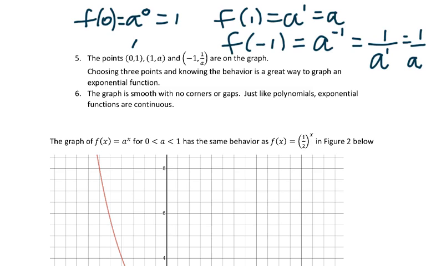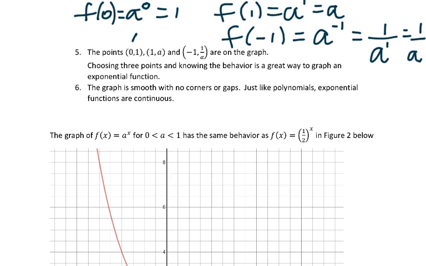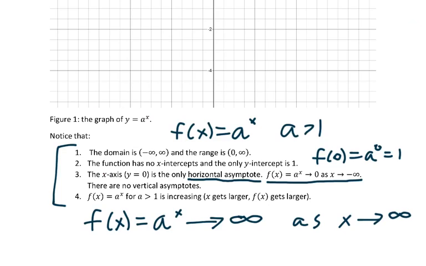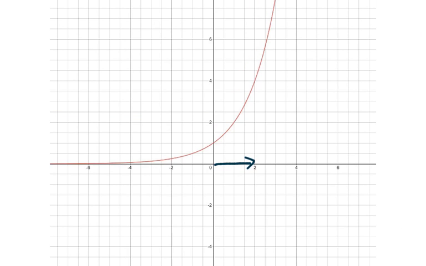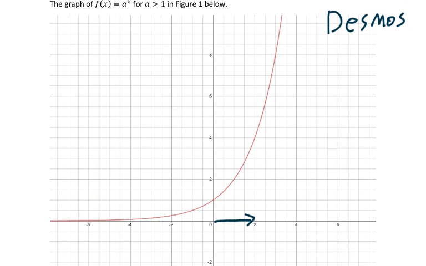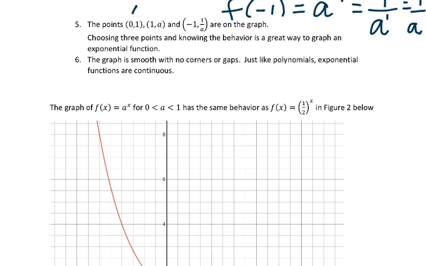But this is how, choosing these 3 points in particular, when x is 0, x is 1, and negative 1, you're able to graph an exponential function when a is positive. It's going to have this kind of behavior here. It's increasing like this. It has a horizontal asymptote. But what number is it actually? For the exact graph, you're going to need these 3 points.